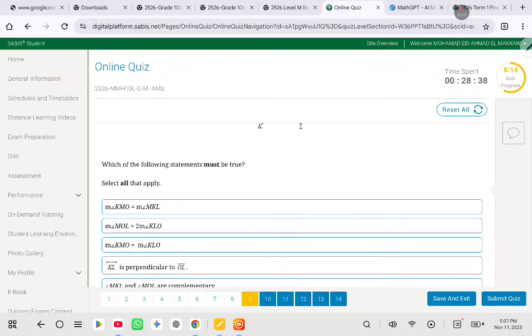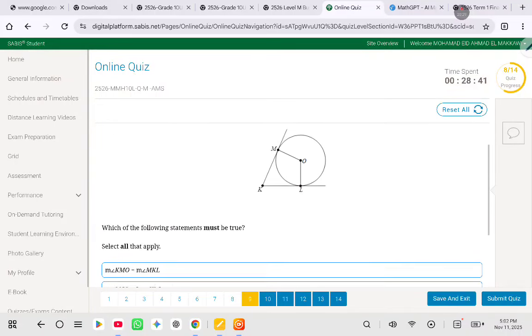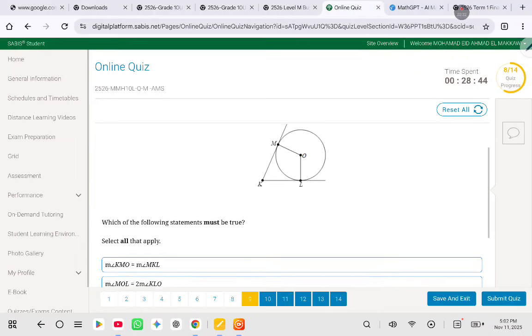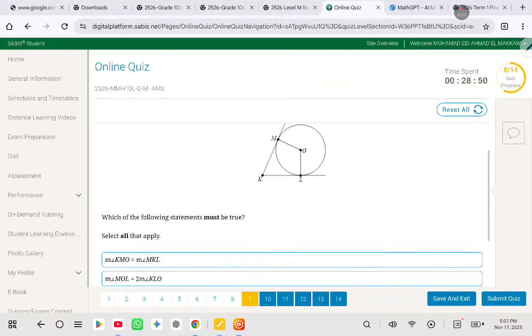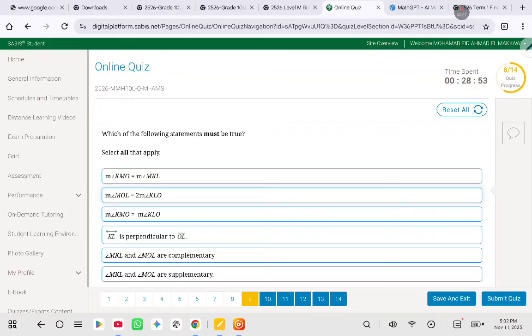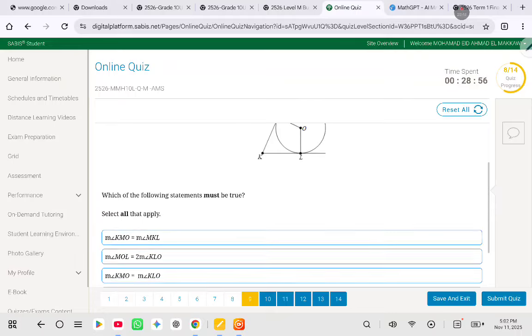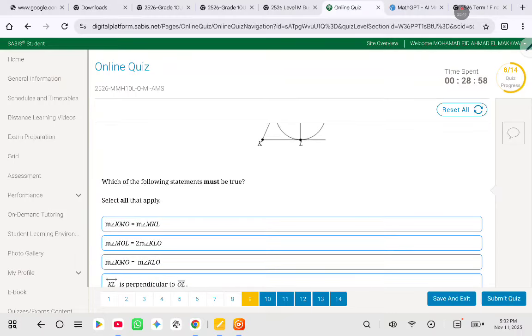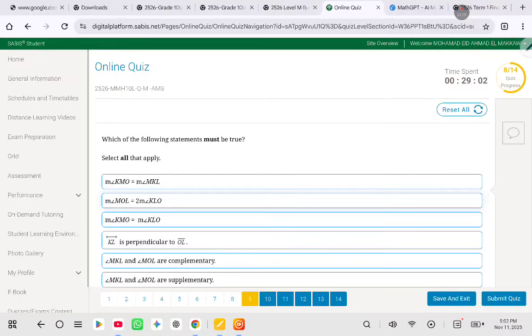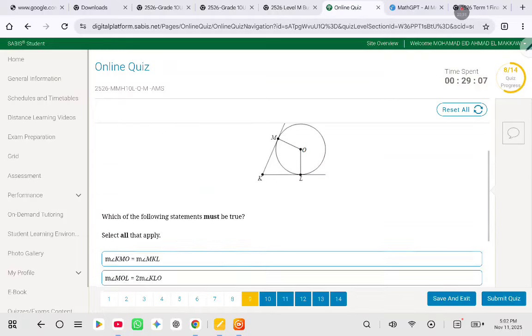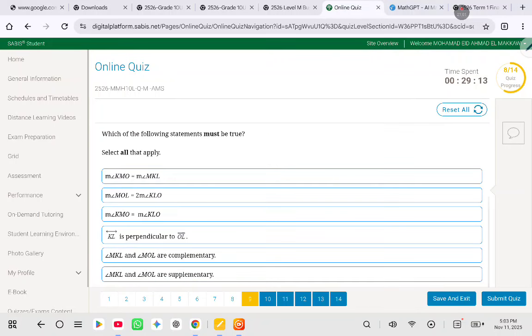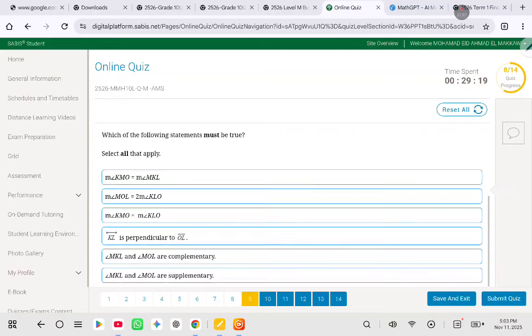And then for this question, KMO is equal to MKL. No, because M is 90 degrees because it's a tangent line, and then K is not, so they're not equal. Okay. MOL is equal to 2MKL. Guys, a tip in this AMS, the one that says 2 before the angle is wrong because we don't have any numbers to work with, so it wouldn't really be 2. We wouldn't really know.